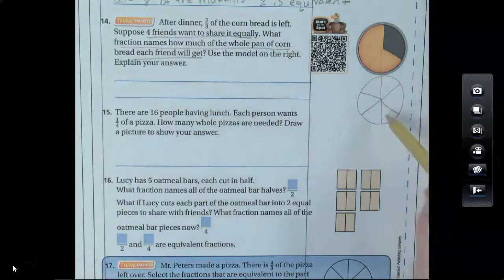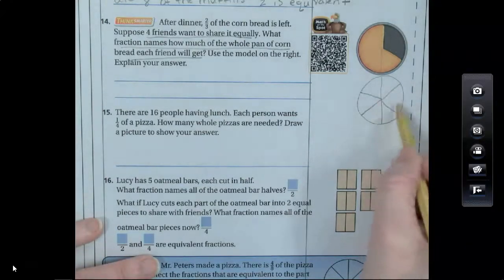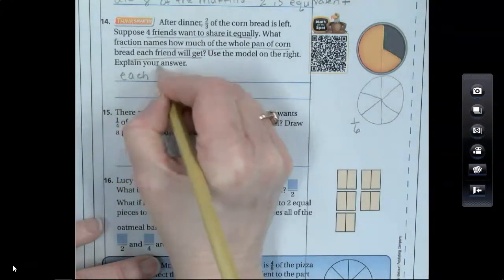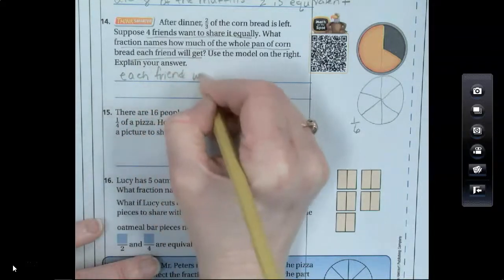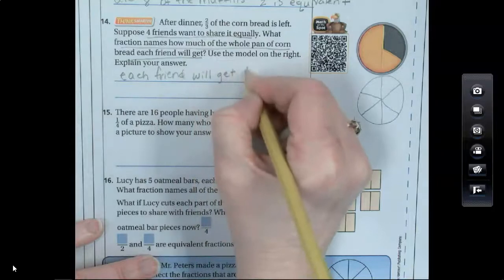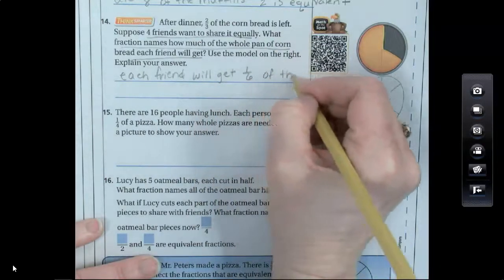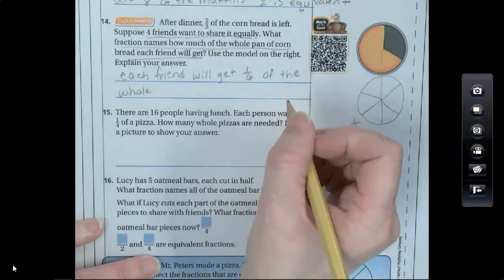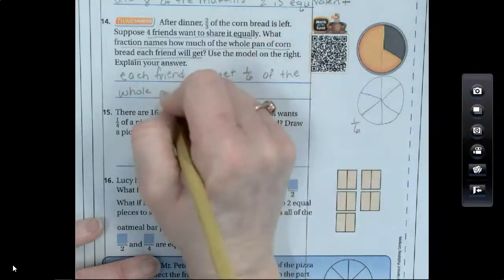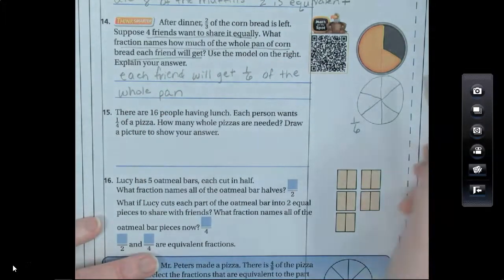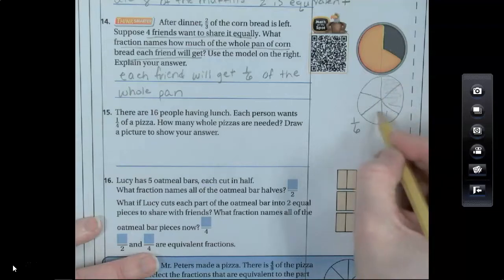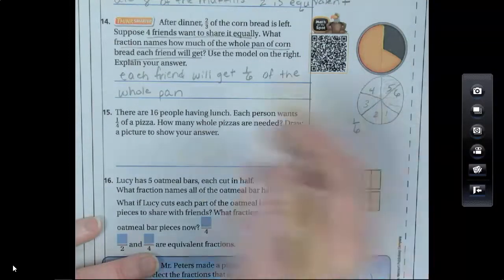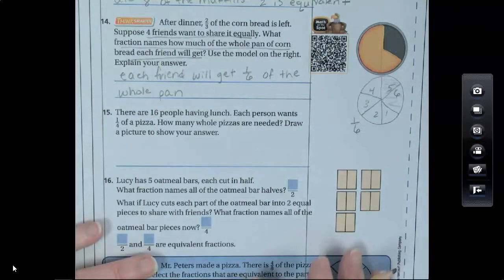And the 4 friends are each going to get 1 out of how many pieces altogether? 6. So each friend will get 1/6 of the whole. It says in mine the whole pan, the whole pie, the whole pan. Okay, do you get that? This part's already going to be gone. So you're going to have 1, 2, 3, 4, 5, 6. Each friend will get 1/6, and they're each going to get a piece when those 4 friends come along to finish eating up the cornbread.